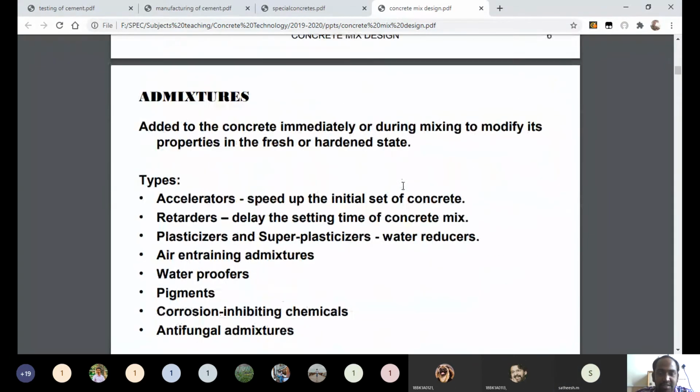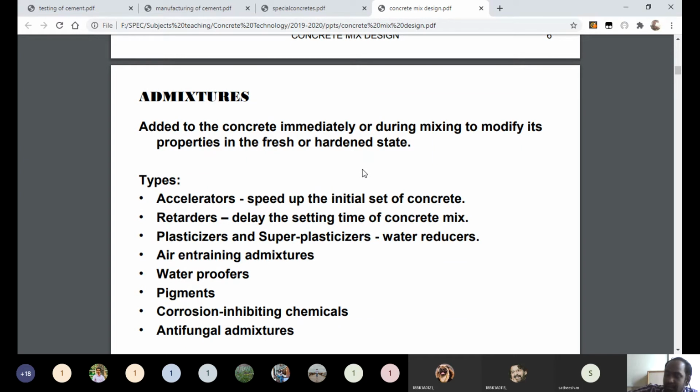And the next one is admixtures. Already I told you that admixtures are special or extra substances which are added to concrete to give some extra properties. Those are called admixtures. The admixtures are added to the concrete immediately or during mixing to modify its properties in the fresh or hardened state. Basically, admixtures are of two types, chemical admixtures and mineral admixtures.